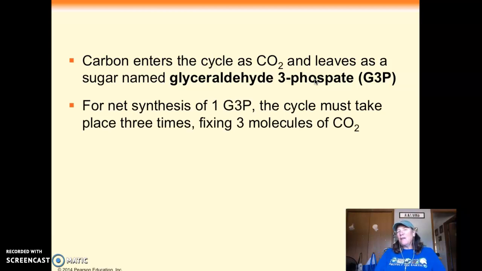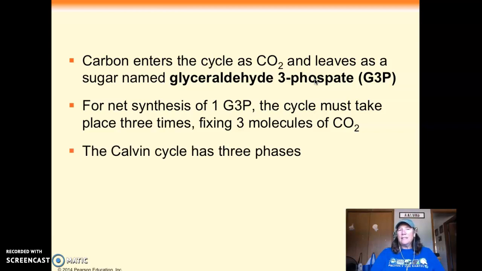The net synthesis of this, they call it G3P. The cycle must take place 3 times. In order for this to happen, the cycle has to go around 3 times, and you'll fix 3 molecules of CO2 to get this molecule when you're done. So to get that one G3P, the cycle will go around 3 times, and when it's done, it fixes 3 molecules of carbon dioxide.